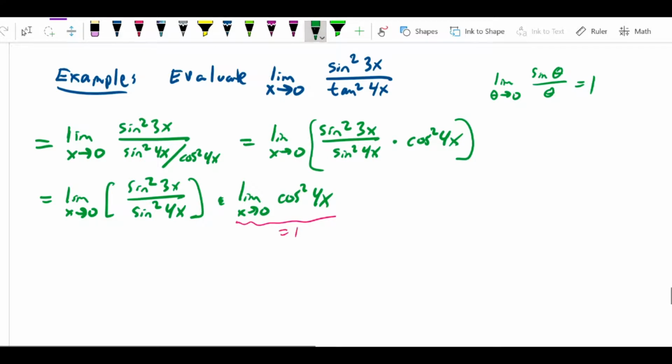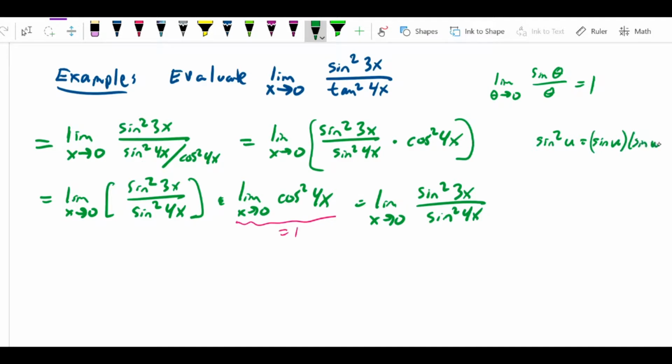So this is going to equal just the limit as x approaches 0 of sine squared 3x over sine squared 4x. So now I can deal with how to evaluate that using the other techniques that we used. Recall, of course, that sine squared of anything, of u, is just equal to sine of u times sine of u.